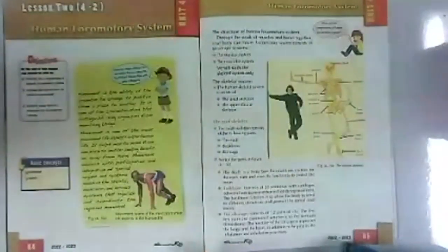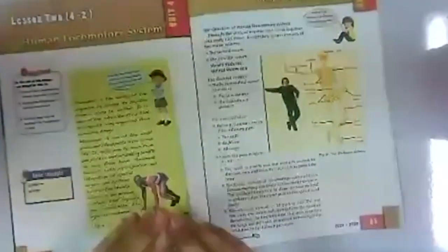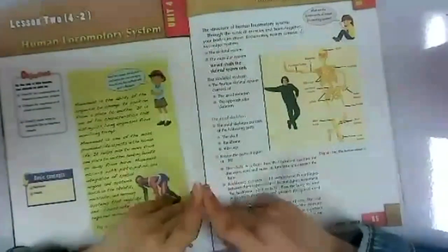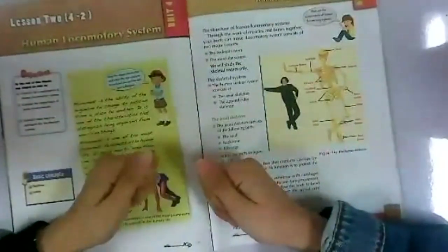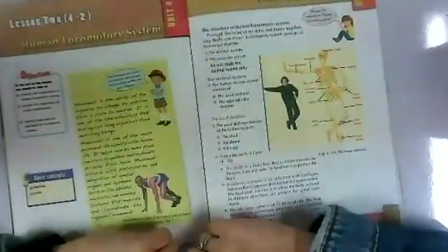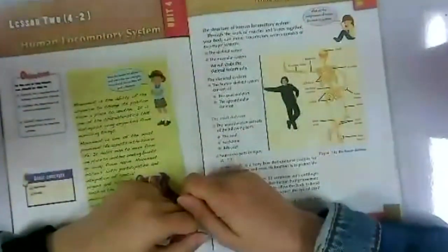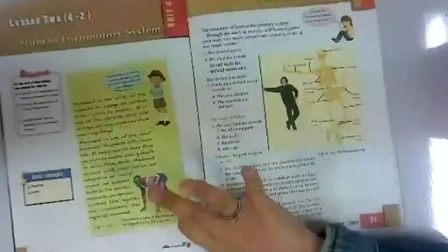We will talk about the skeletal system and study it. We will divide the skeletal system into two skeletons. The first skeleton is the axial skeleton, and the second is the appendicular skeleton. Axial skeleton and appendicular skeleton. Repeat, please. Axial, appendicular. The axial skeleton consists of three parts.